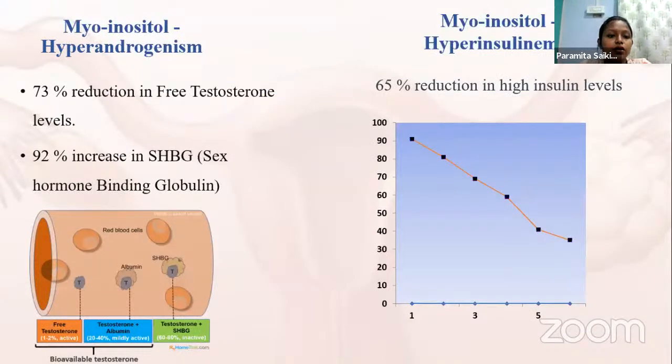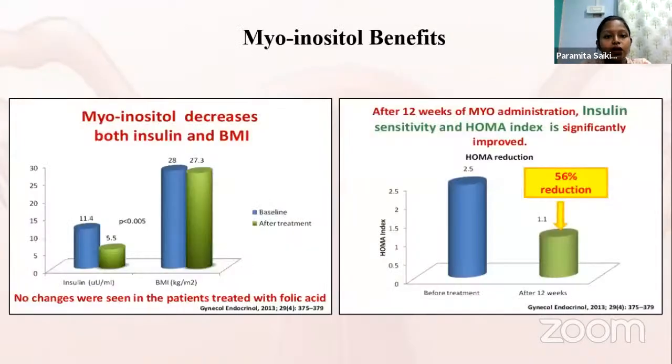Myoinositol causes 73% reduction in free testosterone level, 92% increase in SHBG, and it causes 65% reduction in high insulin level. Myoinositol benefits by decreasing both insulin and BMI. It also causes HOMA index reduction.